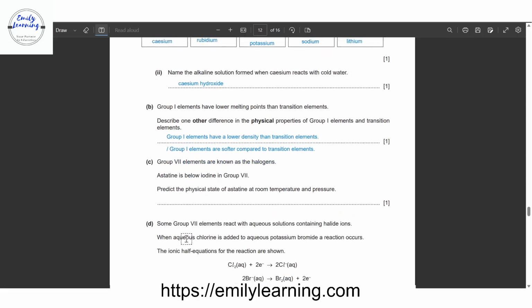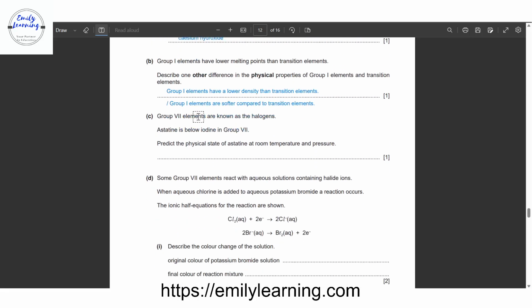All right. Next, let's look at Group 7. Group 7 elements are known as the halogens. Astatine is below iodine in group 7. Predict the physical state of astatine at room temperature and pressure. Recall that as you go down group 7, the melting point and boiling point increase. So if iodine is a solid at room temperature, astatine will also be a solid because astatine will have a higher melting point than iodine.